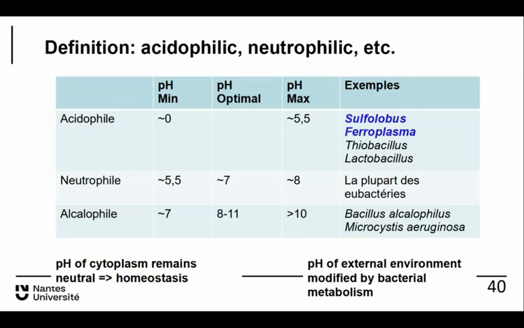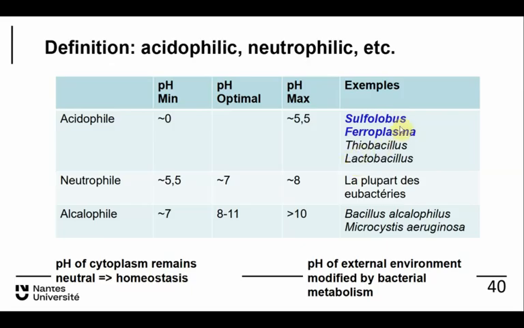Now, among acidophiles, I didn't really put an optimal pH down here because it's quite variable. There are plenty of bacteria like Lactobacillus. Their optimal pH for growth will be something like 4 or 5. But there are extreme acidophiles which will grow better at pH 2, for example.